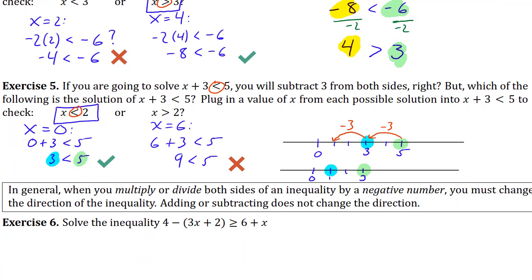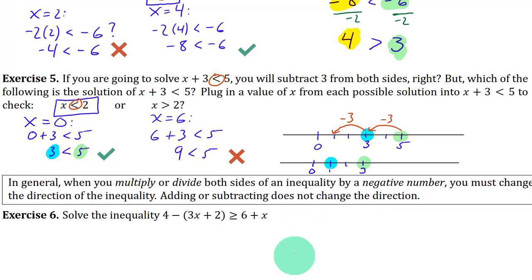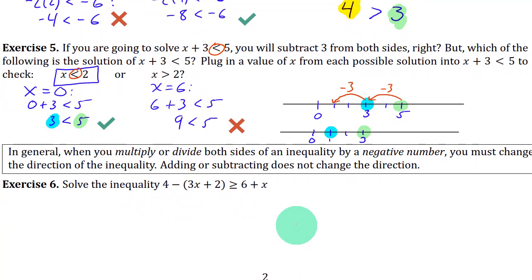And that's what this rule in the box says. If you multiply or divide both sides of an inequality by a negative number, you must change the direction of the inequality. Adding or subtracting does not change the direction. So let's use that to solve exercise 6 here.